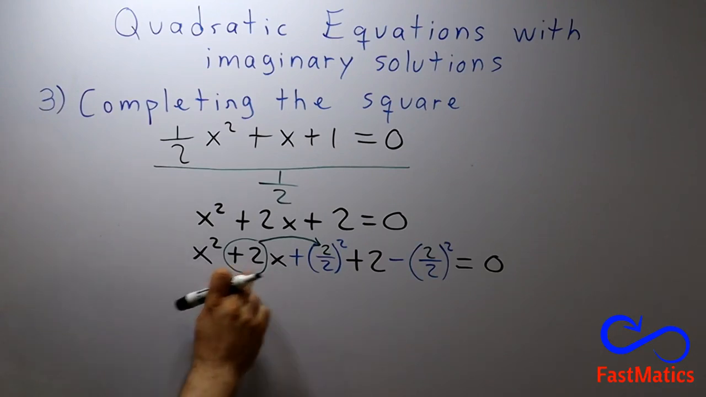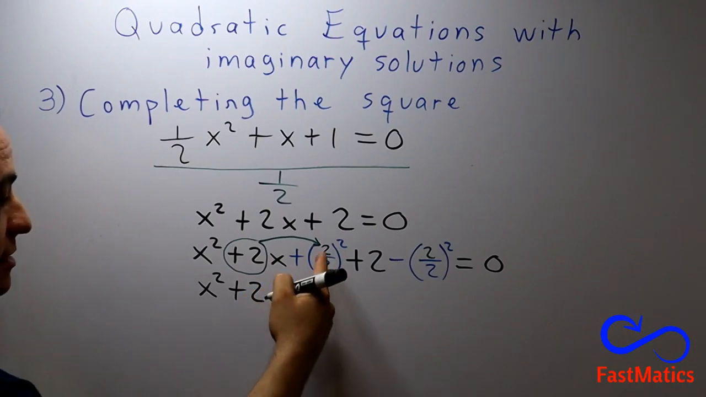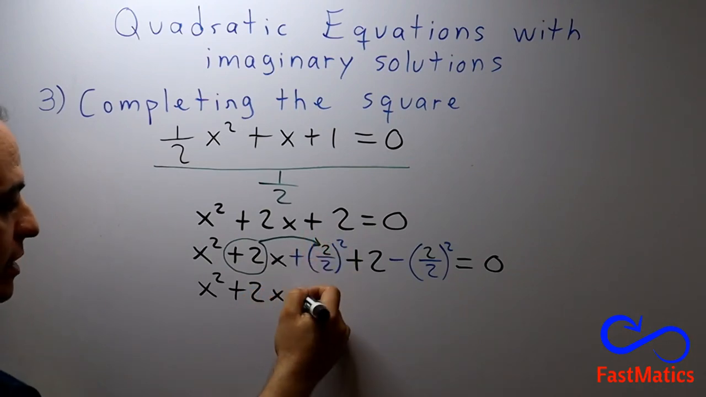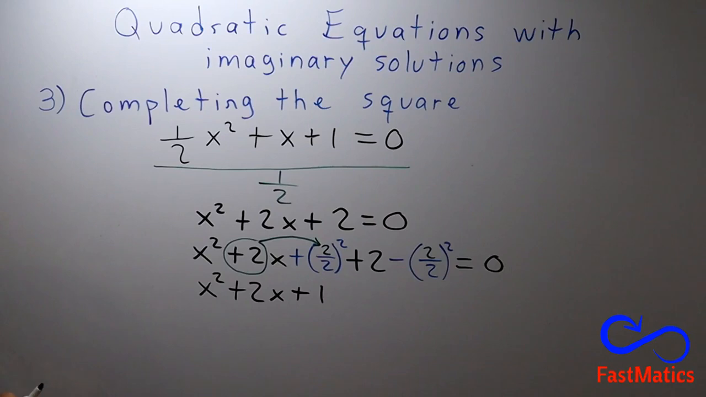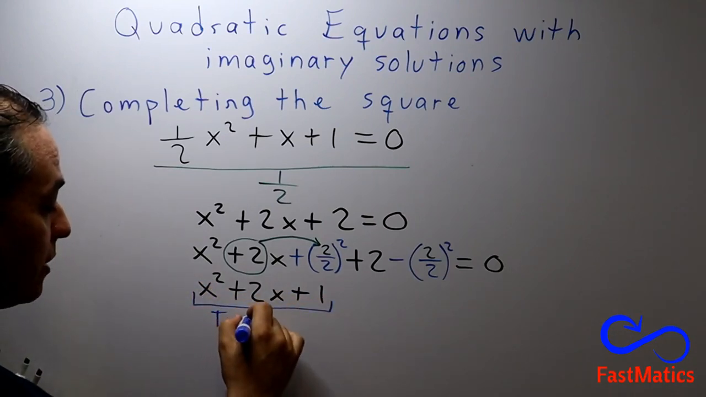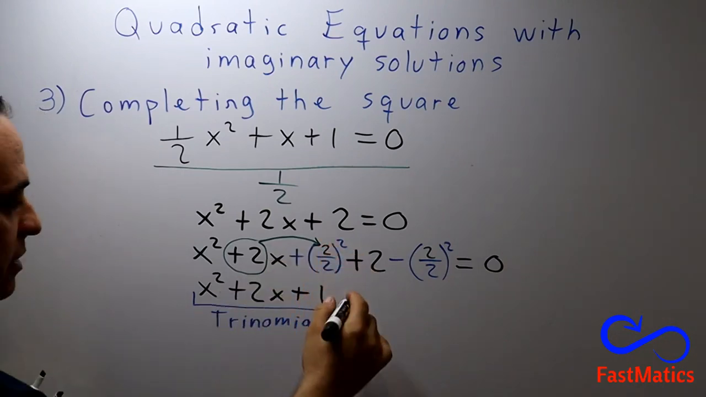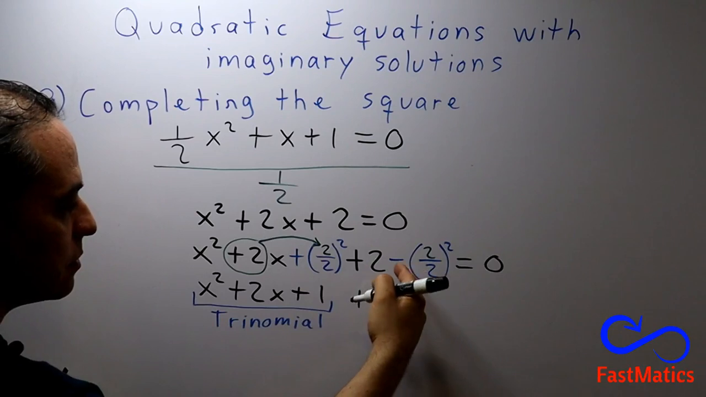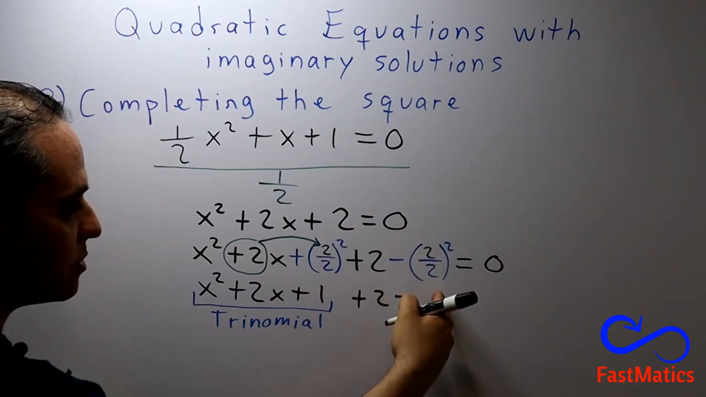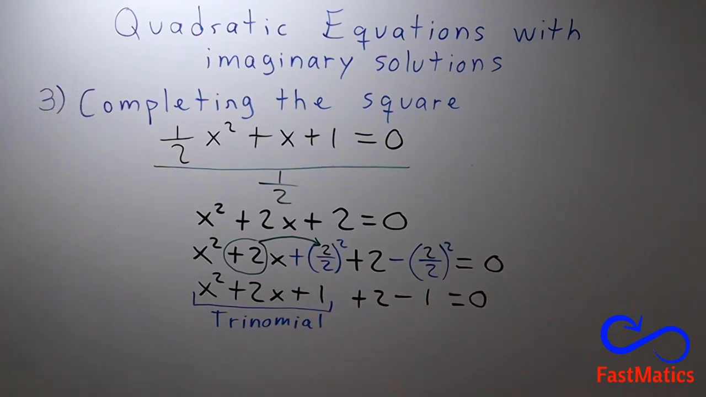Now we simplify. X squared plus 2x, and 2 divided by 2 is 1, squared is 1. And here, remember, you have a trinomial. Very, very important. And here, plus 2 minus 2 divided by 2 is 1, squared is 1. And now remember, you must factorize the trinomial.